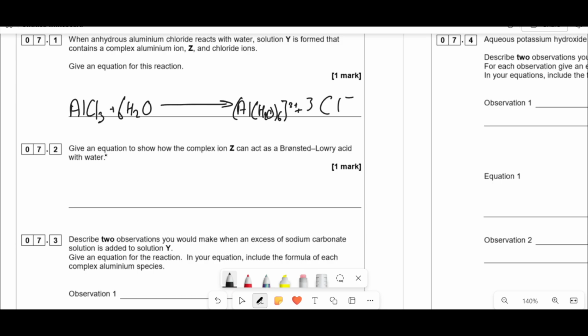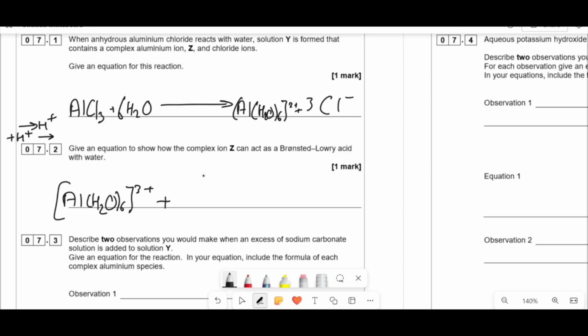Now it says, give an equation to show how this can act as a Bronsted-Lowry acid. So when it's a Bronsted-Lowry acid, anything in the universe that's an acid puts out an H+, anything that is a base accepts an H+. So in this case, if it's showing you that this can act as an acid, already we could start by writing [Al(H2O)6]3+, right? If it's acting as an acid, it's putting out an H+.